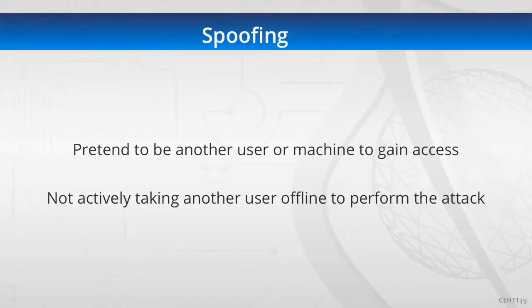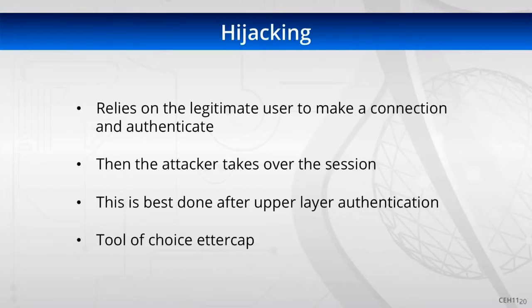Remember, spoofing is pretending to be another user or machine to gain access. You're not taking the other user offline. You're pretending to be somebody else at the packet level. Hijacking relies on the legitimate user to do the authentication and the connection and get all that set up, and then the attacker jumps into the stream. What we want to do is we want to do this after the upper layer authentication has occurred. So if somebody was HTTP authenticating up here and we could jump into the stream down here, we win because they've already authenticated for us and we're good.